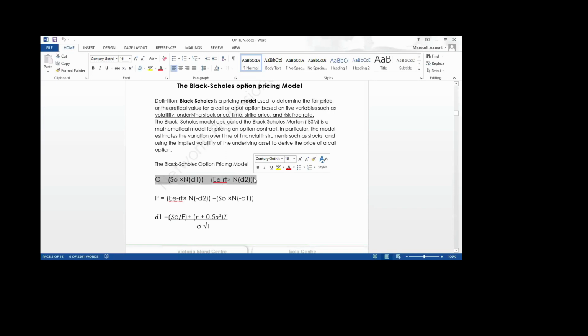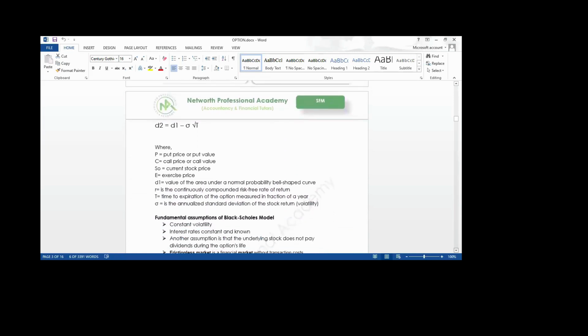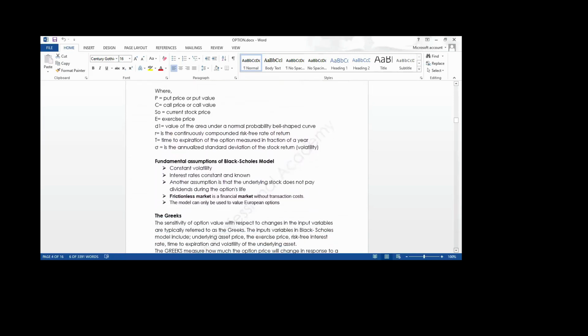As highlighted, this formula will be given at the back of your examination script. To calculate put value, look at it, please. Then you have your D1 and D2. We'll try as much as possible to demonstrate this in the classroom. We can use it to determine the value of the call or put options. We explain this. Then we explain the Greeks.